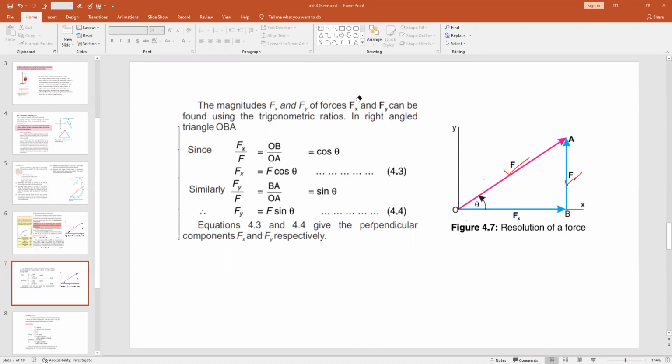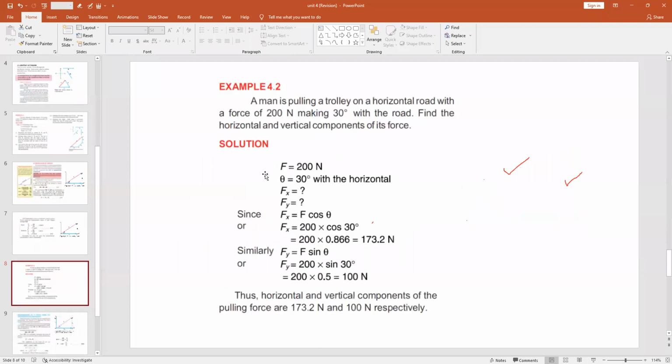The x component lies along the x-axis, so it is equal to cos theta, and the y component lies along the y-axis, which gives the perpendicular to us, so it is equal to sine theta. In this way, we can remember these ratios easily. If you see example 4.2, you can easily solve it if you know the formulas for the Fx component and Fy component.